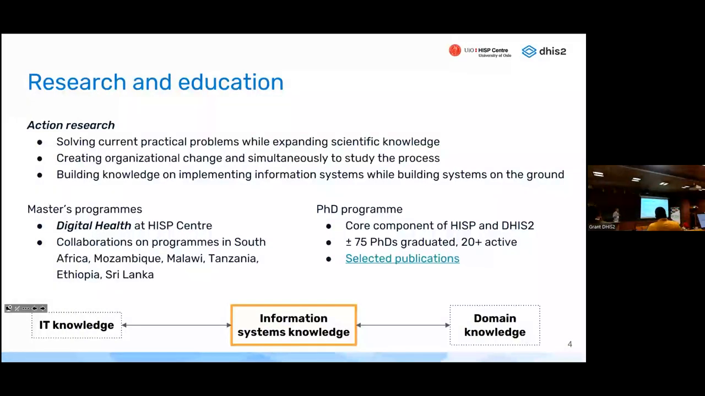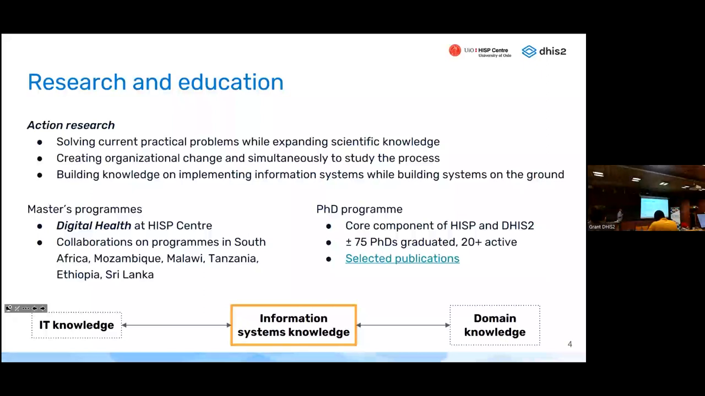I'll just talk a little bit about the academic type of capacity building that we're doing as HISP. From the beginning, HISP has been an action research project. Action research is about introducing organizational change, solving real world problems, and then generating knowledge from those changes. So it's about researchers being involved in implementations and building knowledge based on that. That's been a founding principle of HISP from the beginning. It has always been a research project.